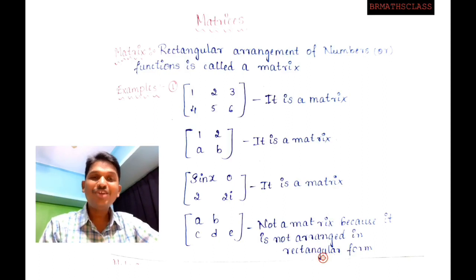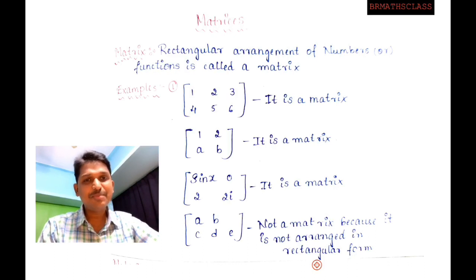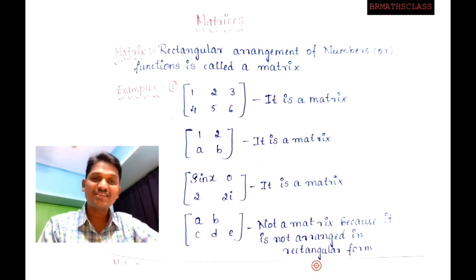So what did you learn in this class? You learn about matrix. Rectangular arrangement of numbers is called a matrix. Take a pen and paper and write the definition of matrix. And now we are going to discuss 5 important points related to matrix. What are those 5 important points?